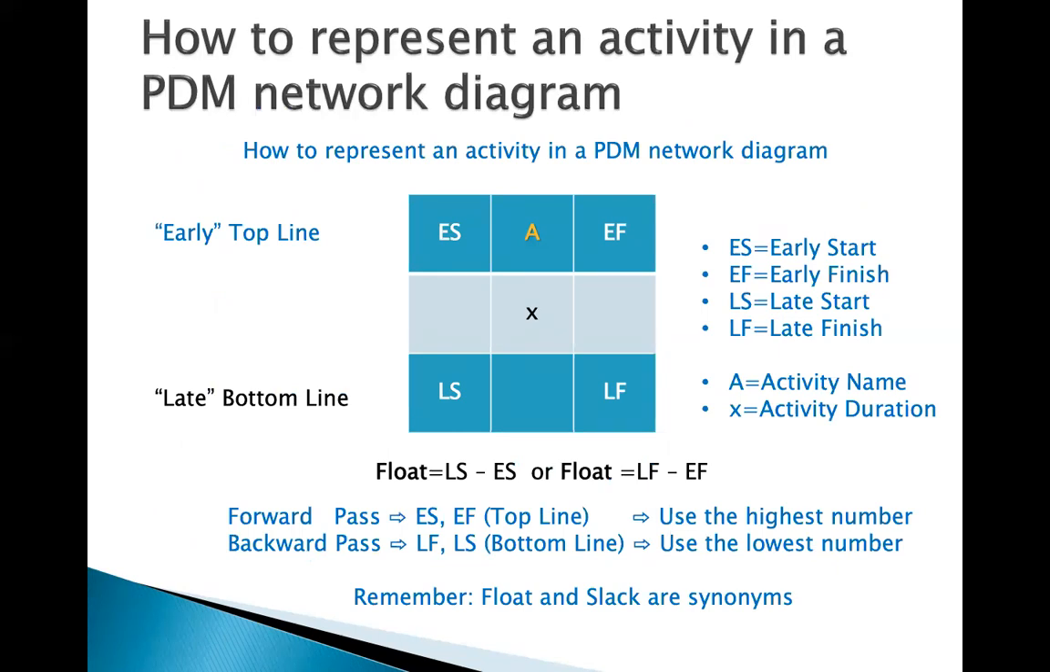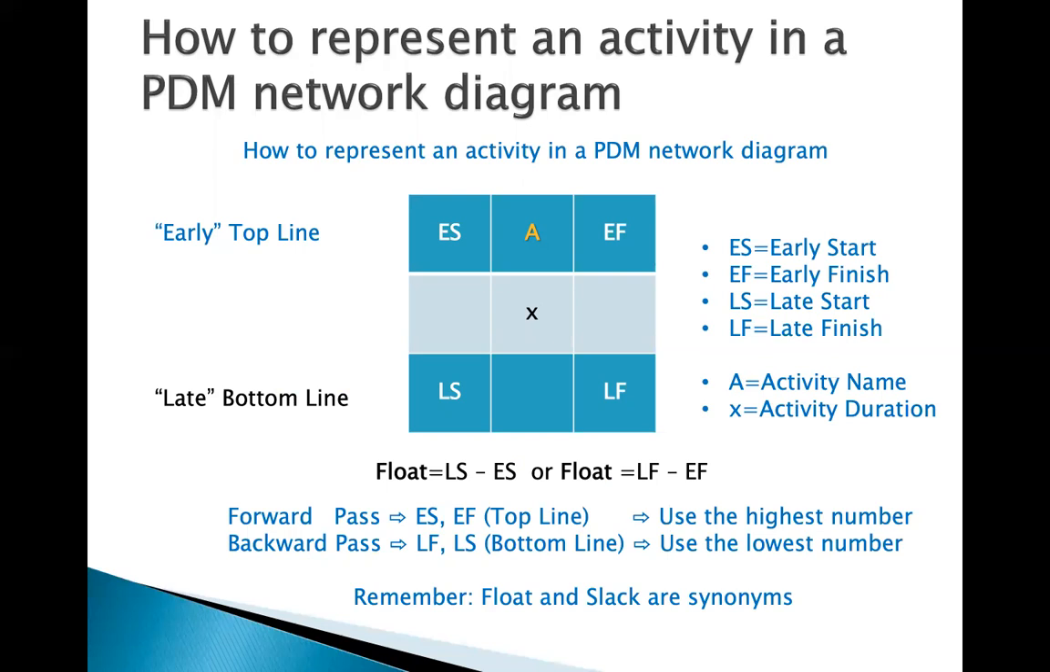So what is this, Lisette? This is a representation of every single activity in the network. As part of this exercise, we need to understand the early start, the early finish, the late start, and the late finish for each activity. The letter A is the name of the activity, and X is the activity duration. I think we will provide a better explanation using the exercise coming up.